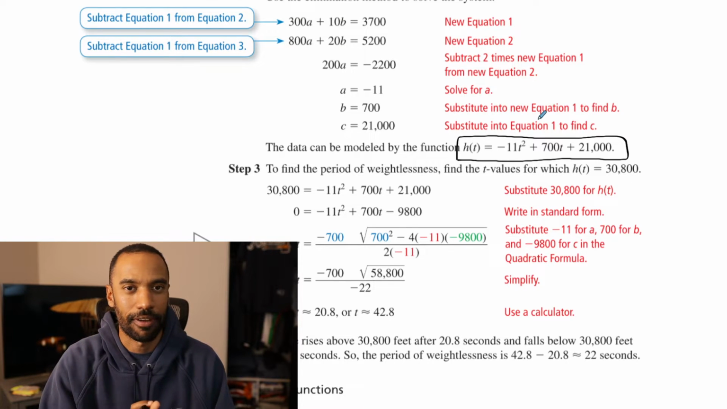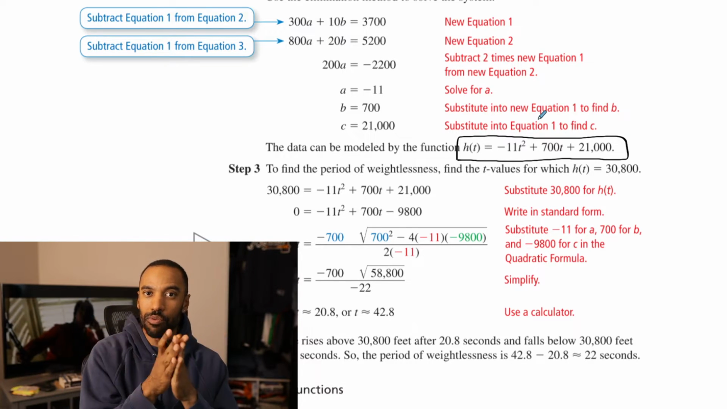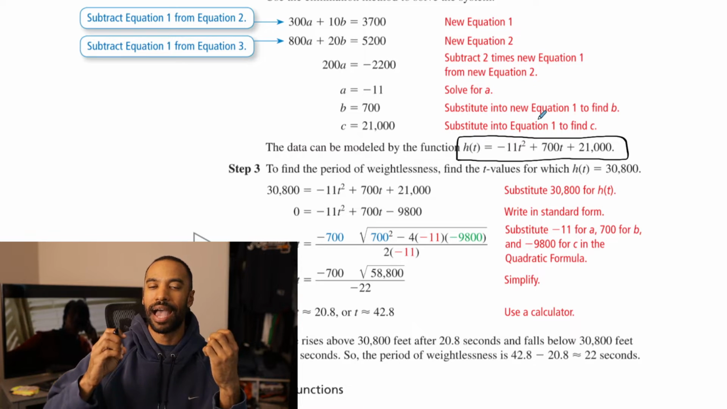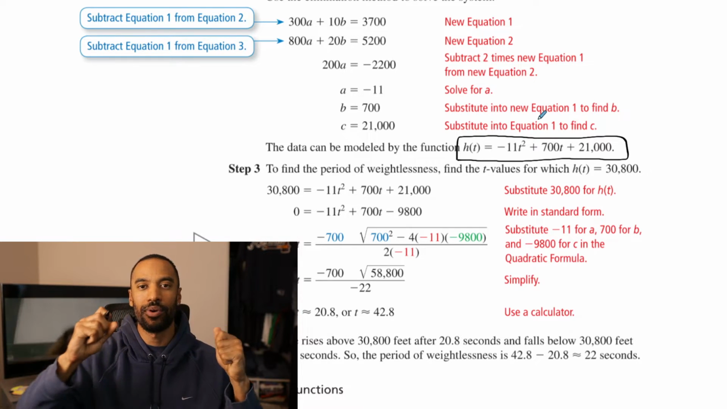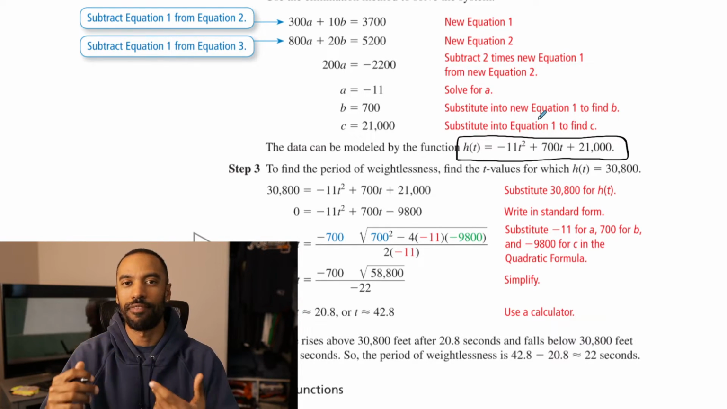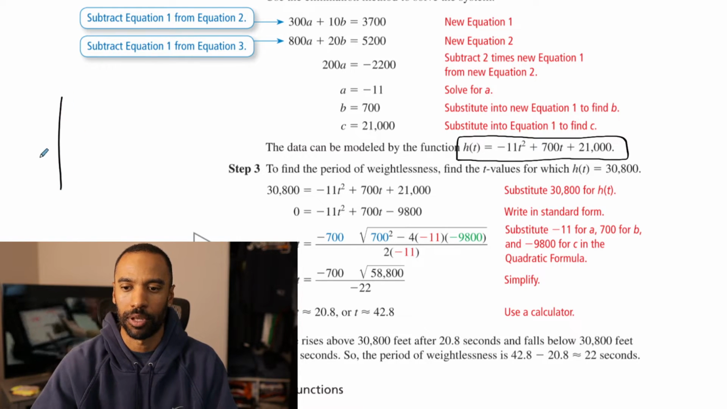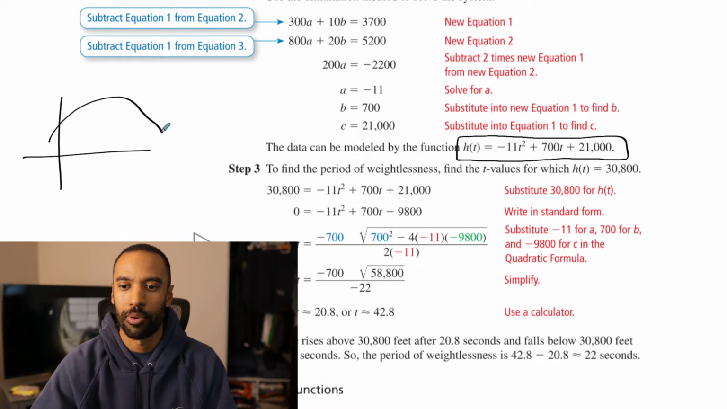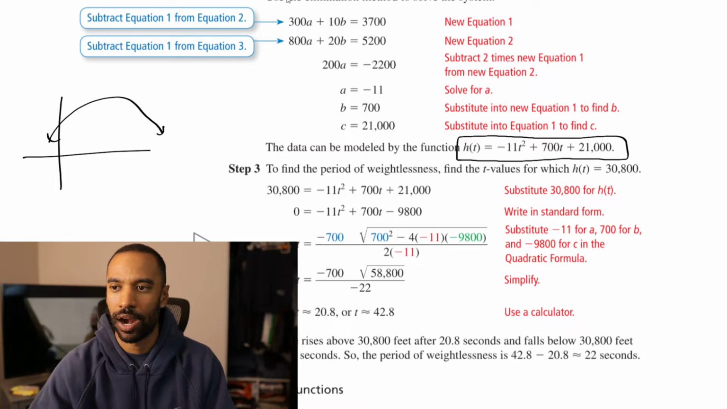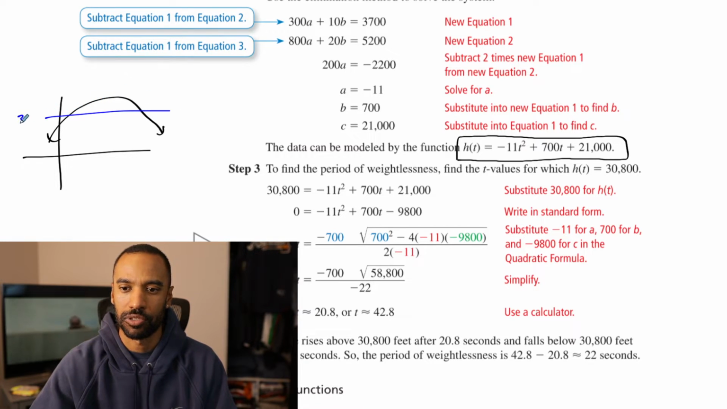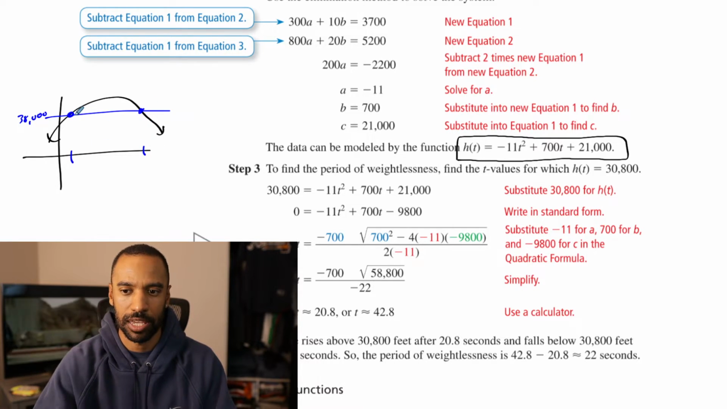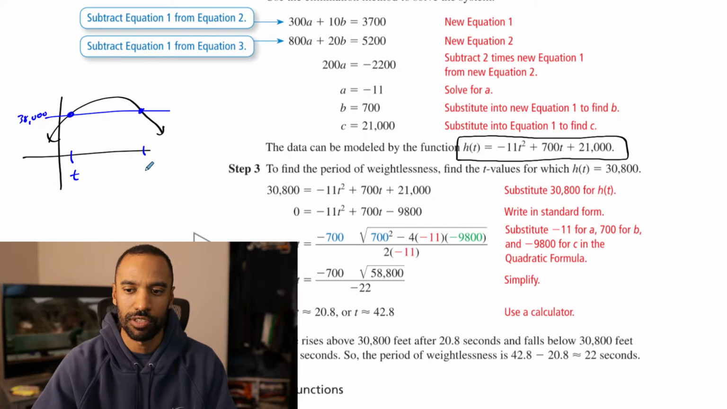But now we got to find out what t range, what interval, we're actually at a height of 30,800 or higher. So we got to find out what values of t. See, this is a parabola right now, right? We have a parabola that's doing this. And here's where we have 30,800 feet. We have to find out what time here to what time here we have it. So we have to solve for these values of t, this t here and this t there.